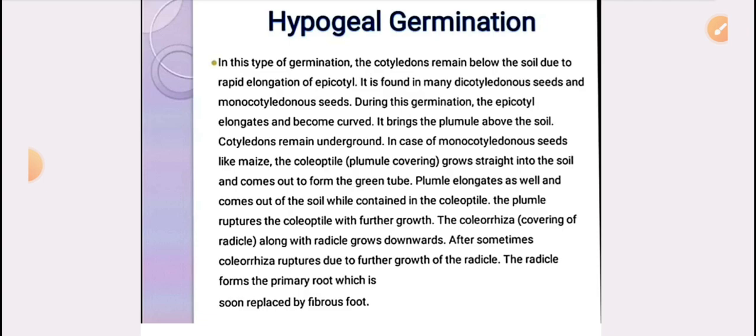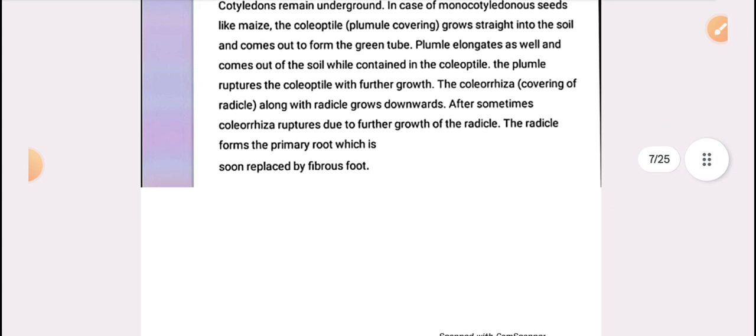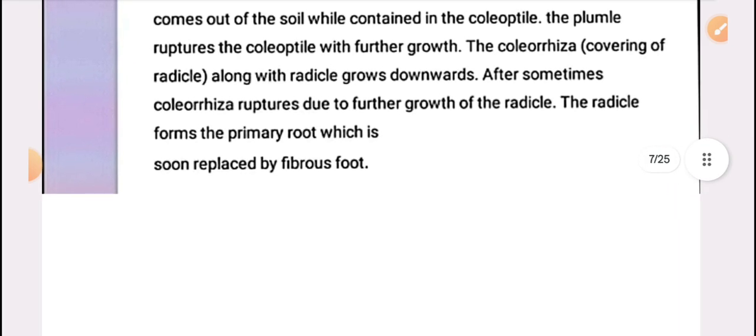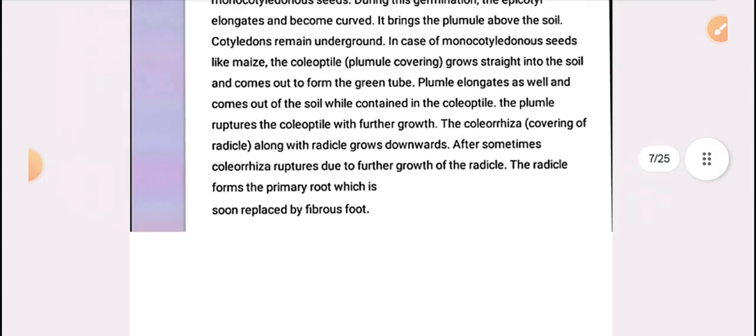In case of monocotyledonous seed like maize, the coleoptile, that is the plumule covering, grows straight through the soil and comes out to form a green tube. The plumule elongates as well and comes out of the soil while contained in the coleoptile. The plumule ruptures the coleoptile with further growth. The coleorhiza, the covering of the radicle, along with the radicle grows downward. After some time, the coleorhiza ruptures due to further growth of the radicle. The radicle forms the primary root, which is soon replaced by fibrous root.